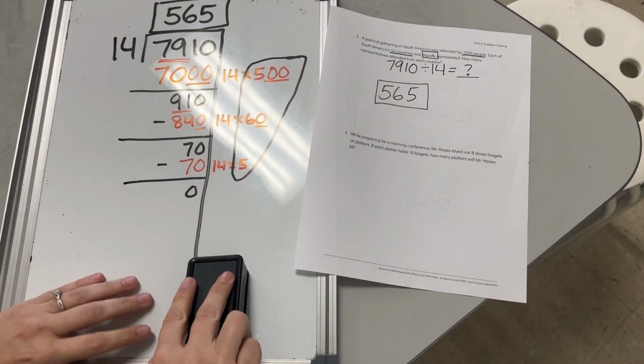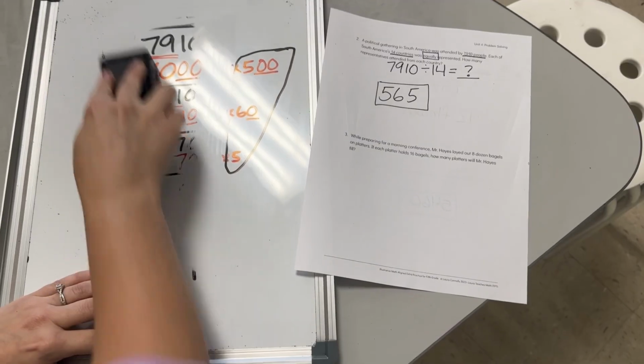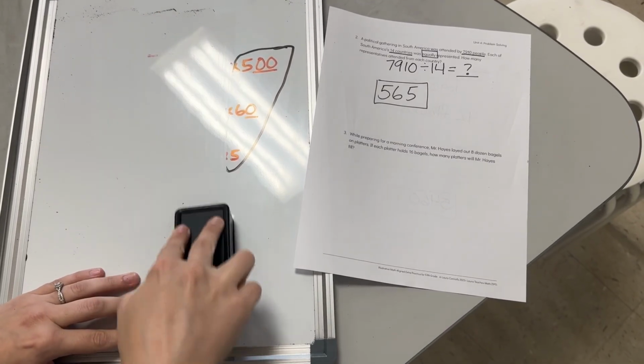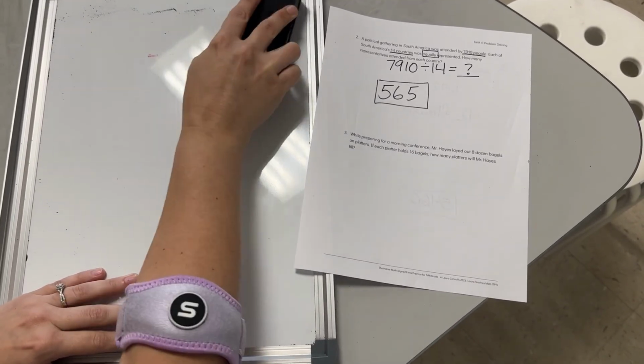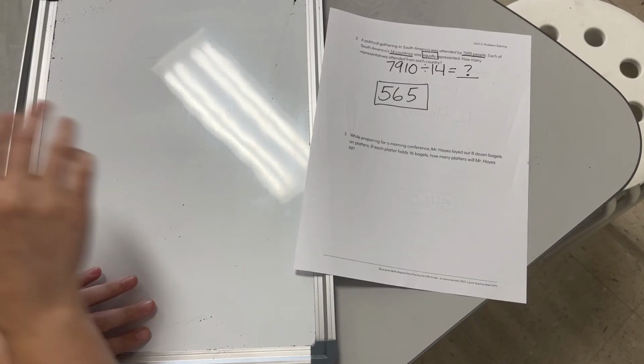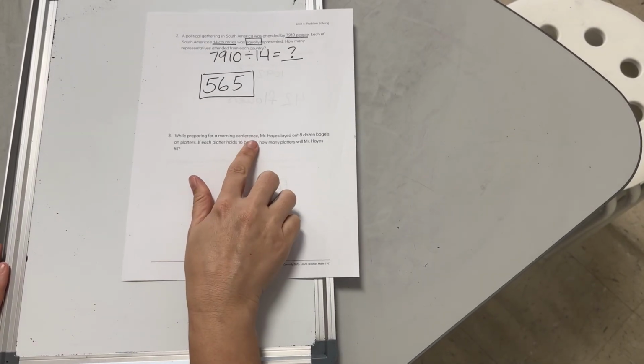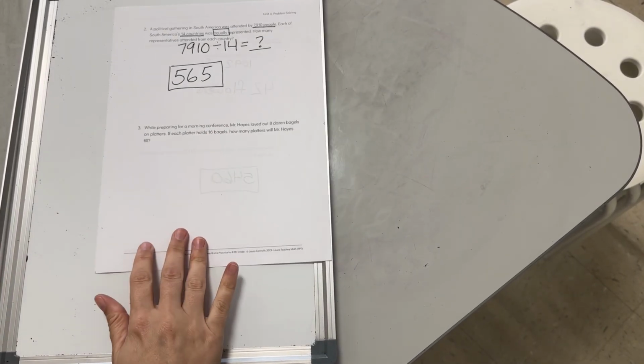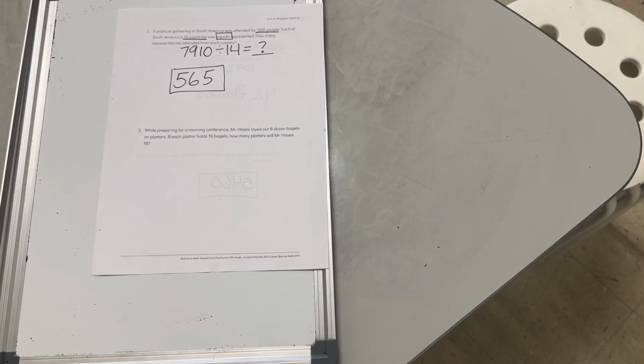Last one, number 3. All right. Number 3 says that while preparing food for a morning conference, Mr. Hayes laid out 8 dozen bagels on platters. If each platter holds 16 bagels, how many platters will Mr. Hayes fill?